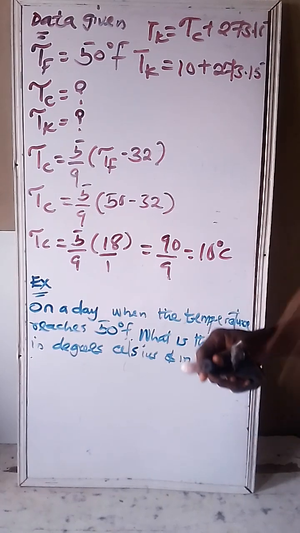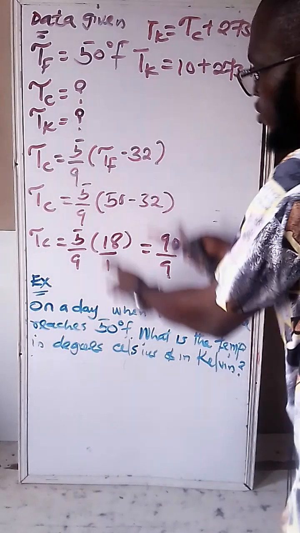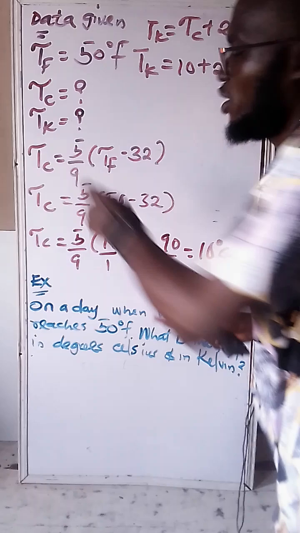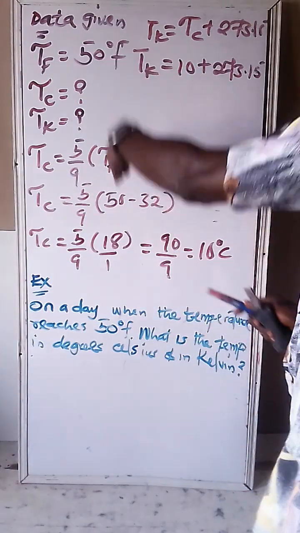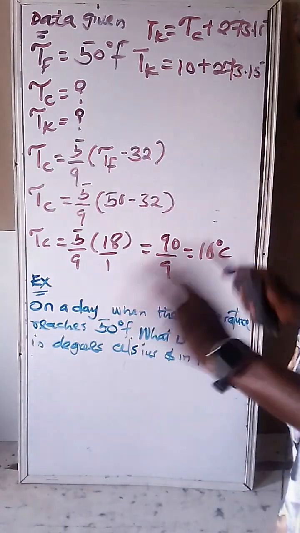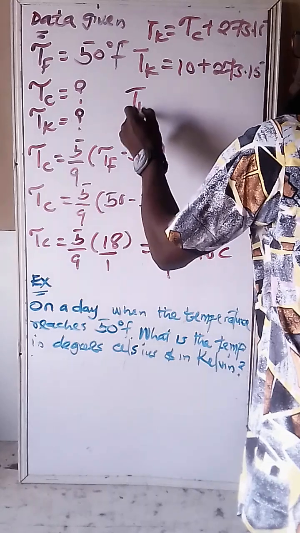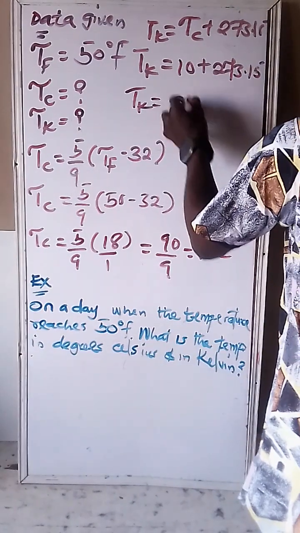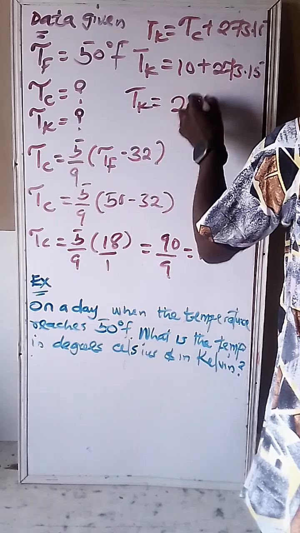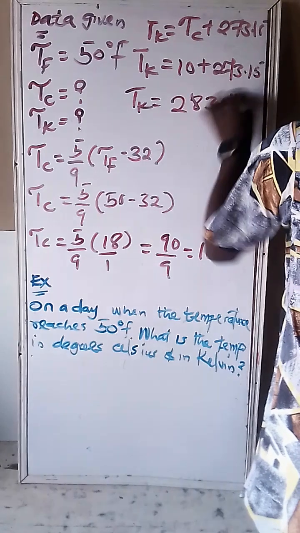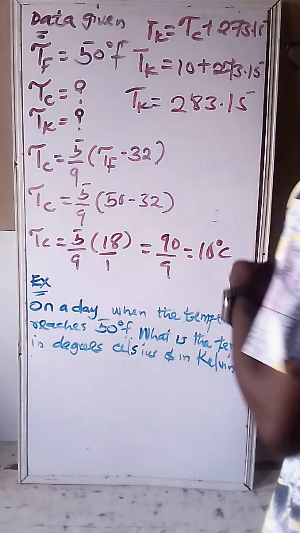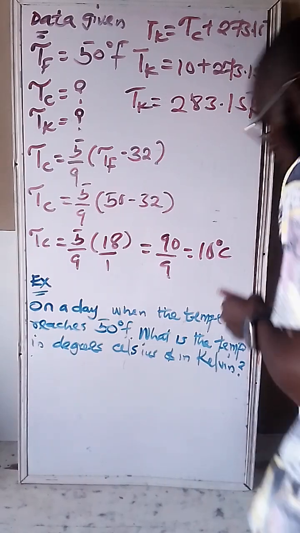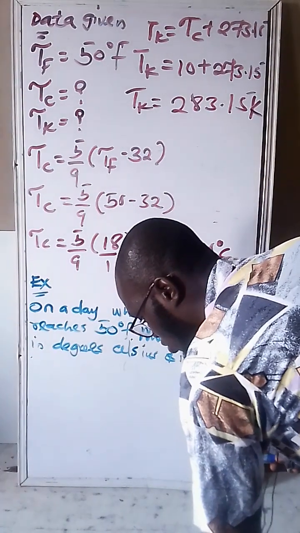The reason why I'm a little bit faster is that I know the only thing that is difficult there is just to cram this formula, substitute in your parameters and get your answer. That's what I did. Now TK will be 10 plus 273.15, which will give me 283.15. 283.15 in Kelvin. Are we together? So that's what is going to give me.